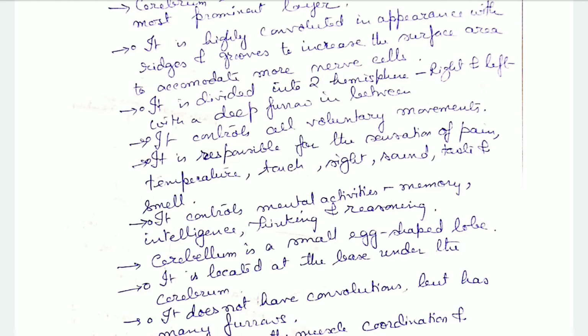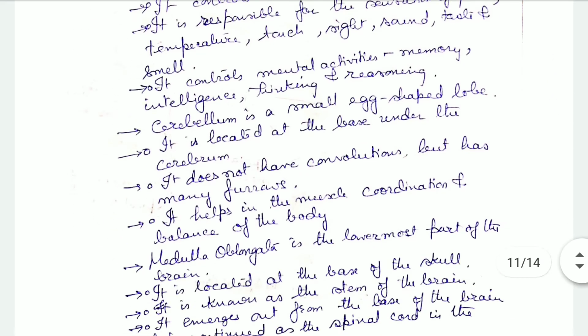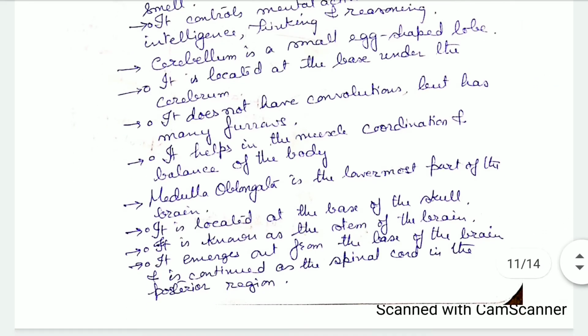It controls all the voluntary movements. It is responsible for sensation of pain, temperature, touch, sight, sound, taste, and smell. It controls mental activities like memory, intelligence, thinking, and reasoning. Then we come to the second part of the brain, the cerebellum, which is a small egg-shaped lobe. It is located at the base under the cerebrum, and it does not have convolutions but has many furrows. It helps in muscle coordination and balance of the body, and if you lose this, you will lose your balance.